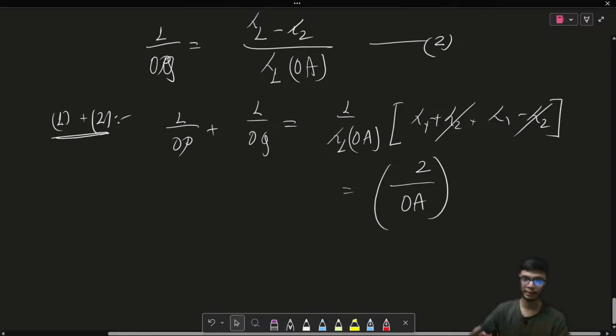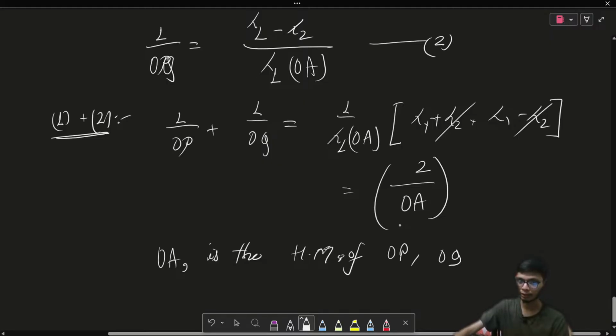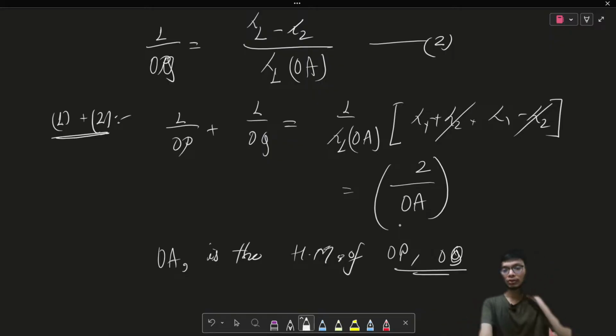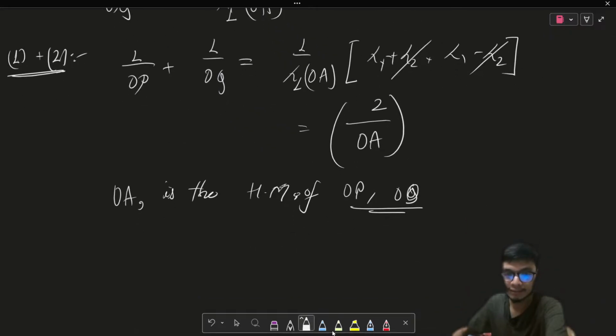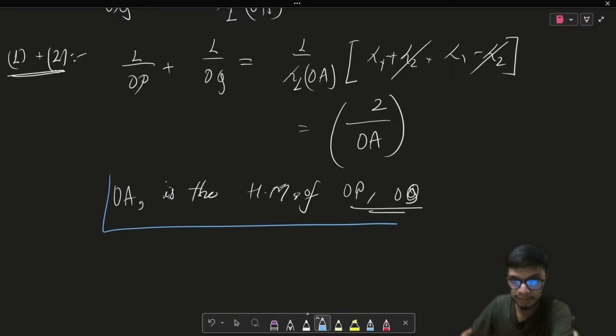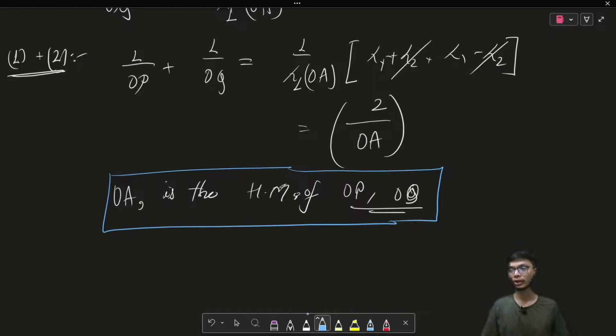OA, which is nothing but I can write the same thing as OA is the harmonic mean of OP and OQ. So therefore from here I can simply come to this conclusion by simply finding out this ratio over here. Okay, the sum of these two ratios.